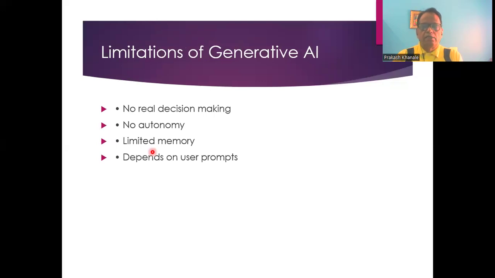But you will find that there are several limitations of generative AI. In generative AI, there is no real decision making. There is no autonomy. Generative AI also has very limited memory. And most of the output generated by generative AI depends upon the user prompts. The same ChatGPT will give you a different answer if the prompt is changed for a similar domain. So to get a better answer from ChatGPT, it is necessary to use proper prompting. So the output will depend upon the user prompt.